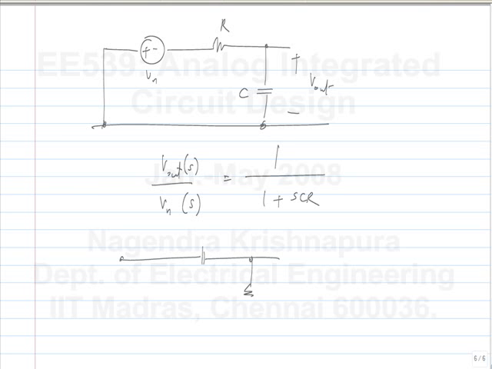If you have a first order high pass filter, what is its output noise? What is the output noise of this filter? What do you think? What will be the spectral density? What will be the integrated output noise?